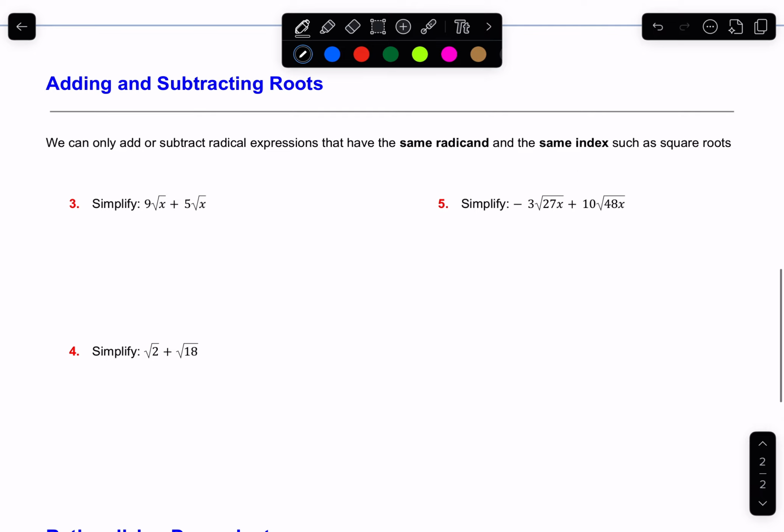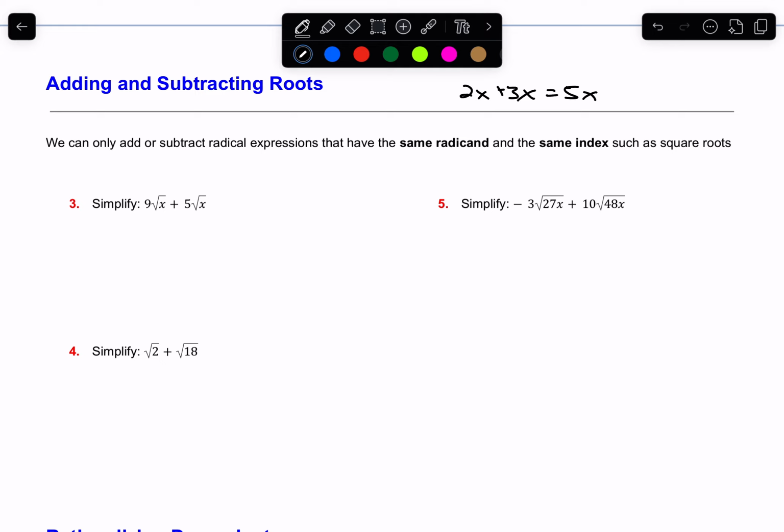Okay, now adding and subtracting, the only real thing you have to do here is make sure that the radicands and the index are the same, and then you can add and subtract these as if they were x's. So let me remind you that 2x plus 3x equals 5x, where as long as x and x are the same, we can add together the coefficients 2 and 3 to get 5.